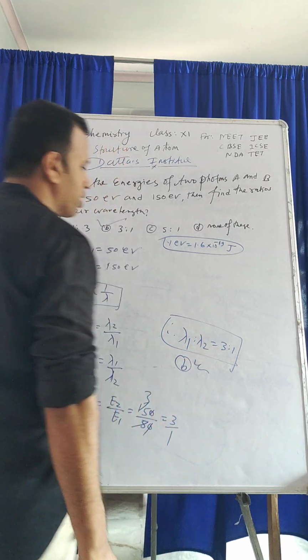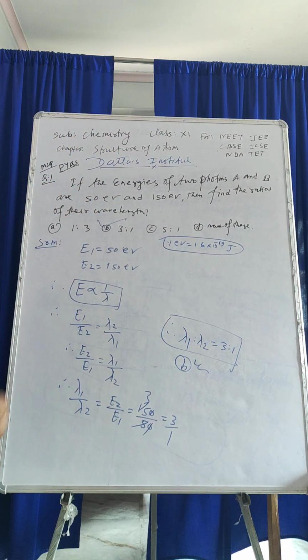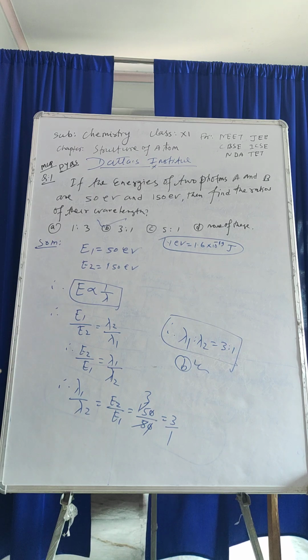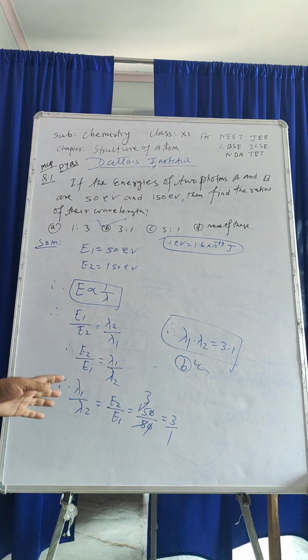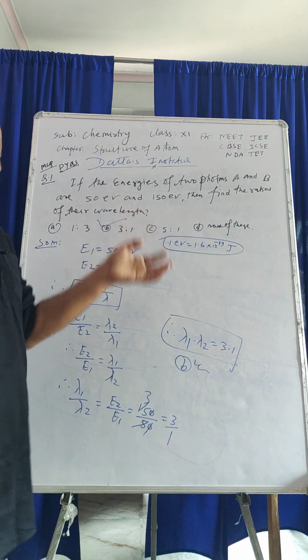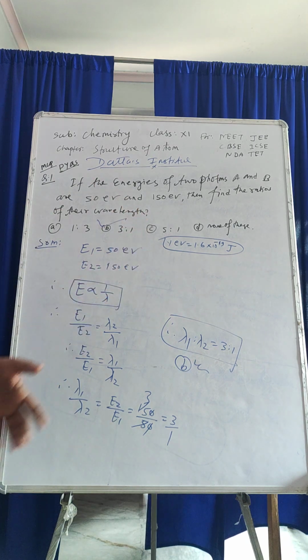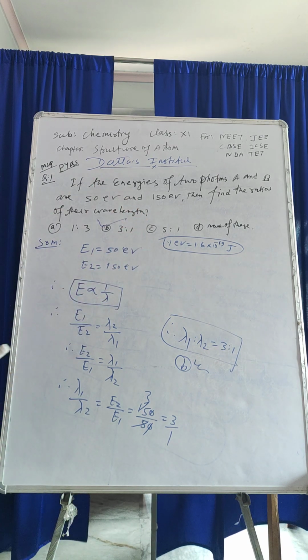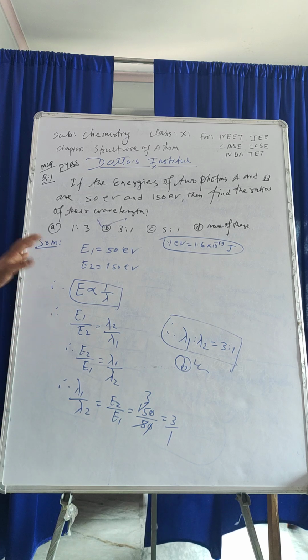This type of question came in NEET and JEE every year. If you look at the previous year question sections from the topic, you will get so many questions like that. Okay, so what is the correct answer here? Option B, that is 3 is to 1.